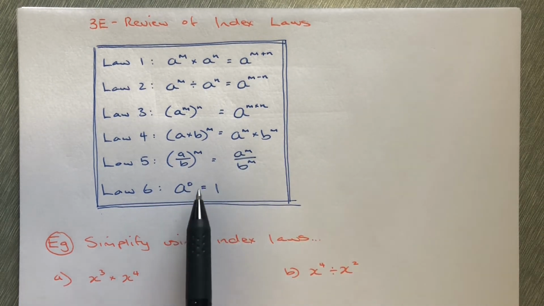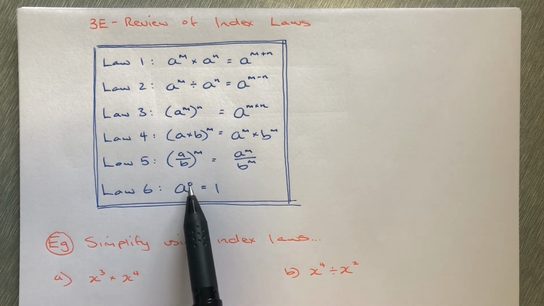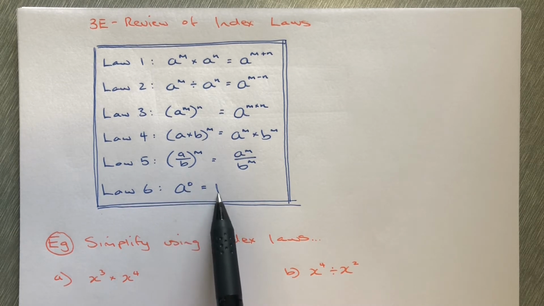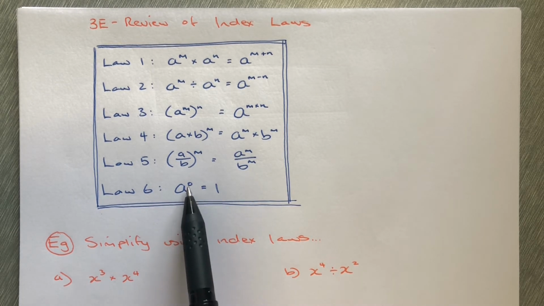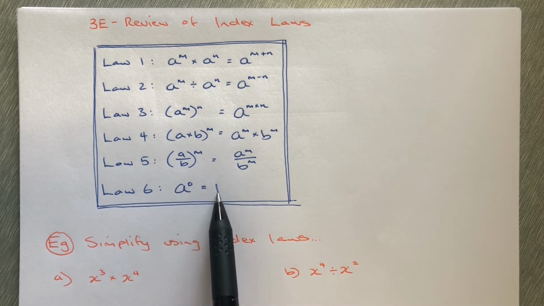And the 6th law, this is super important. We've got a written down here as the base, but no matter what the base is, if it's to the power of 0, the answer is 1. So if we have 5 to the power of 0, the answer is 1. If we have 100 to the power of 0, the answer is 1. If we have y to the power of 0, the answer is 1. Anything to the power of 0, the answer is 1.